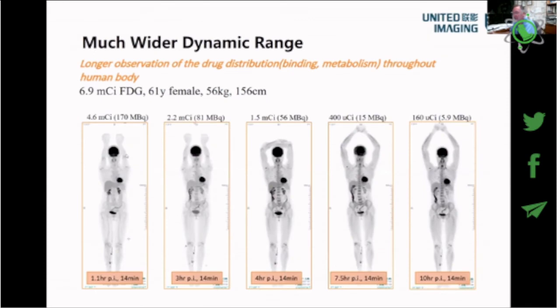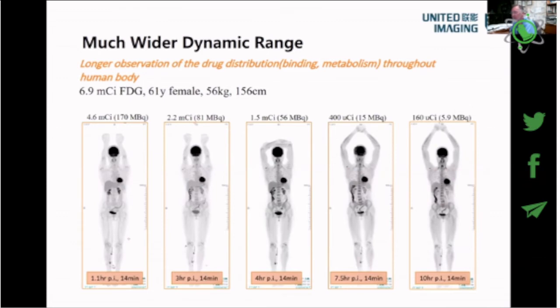So you can see here, if we are imaging a patient, putting in about 6.9 millicuries into that patient, you can see the images about 1 hour later. These images look really very, very nice. The whole patient is being imaged in one bed position. This is a scan of 14 minutes, the whole body in 14 minutes.